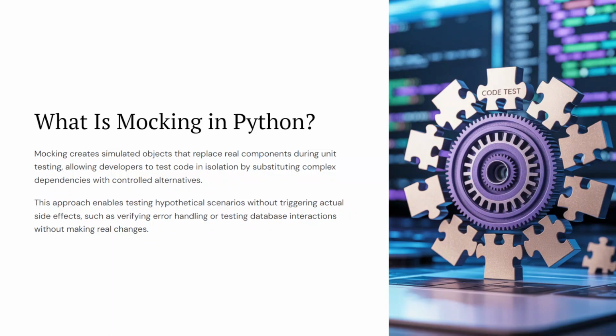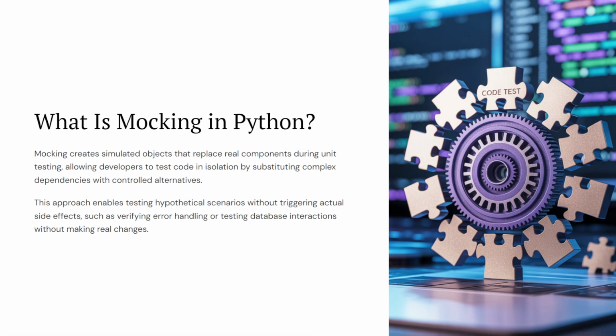In this video, we are going to look at mocking in Python. So mocking actually creates simulated objects that replace real components during unit testing, allowing developers to test code in isolation by substituting complex dependencies with controlled alternatives. This approach actually enables testing hypothetical scenarios without triggering actual side effects, such as verifying error handling or testing database interactions without making real changes.